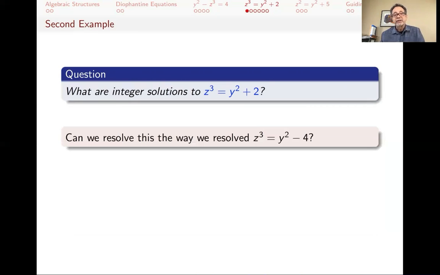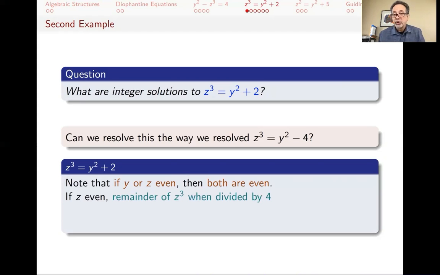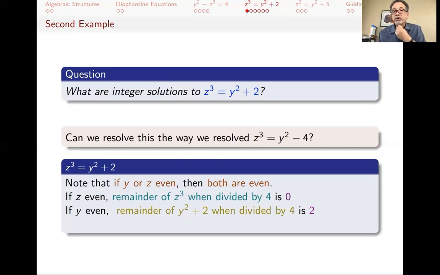This looks like the first example, and we want to know if we can resolve it the same way. What happens if y or z are even? If one of them is even, because we want z cubed equals y squared plus 2, then both will have to be even. If z is even, then if you take z and cube it, it will have a factor of 8, and so when you divide that by 4, you get a remainder of 0. While if y is even, then y squared will be divisible by 4, and so y squared plus 2 will have remainder 2 when divided by 4. And so z cubed can't be the same as y squared plus 2 because they have different remainders when you divide them by 4. That's a contradiction.